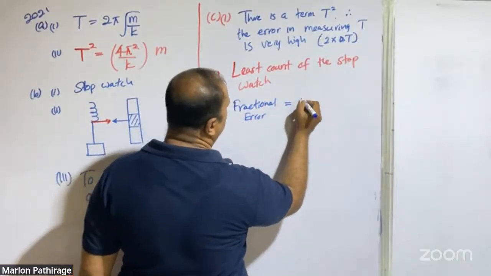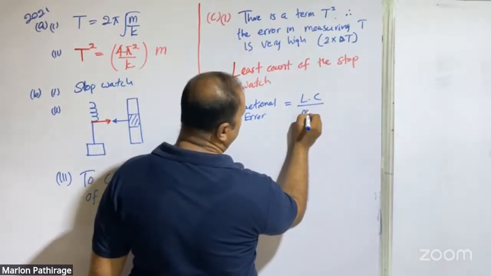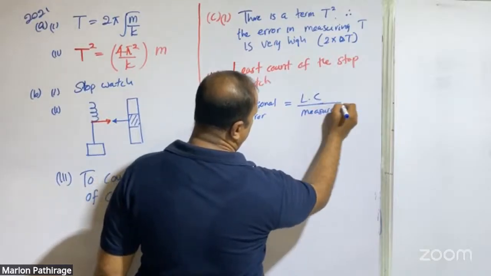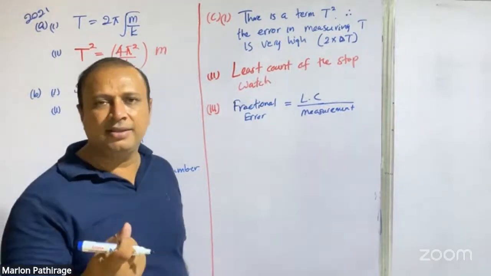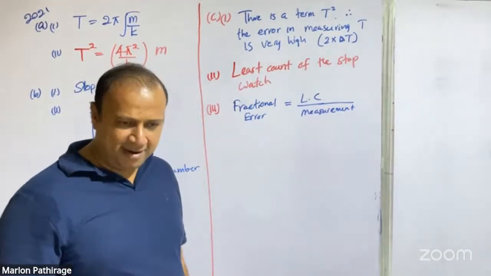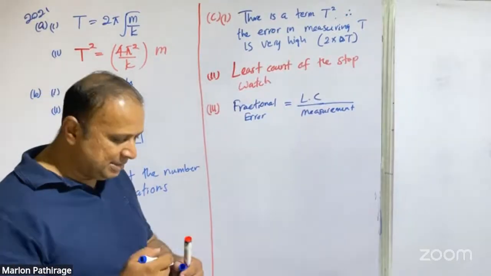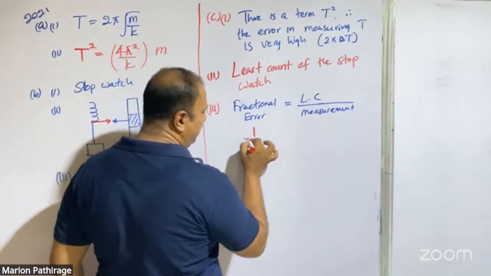Will be equal to the least count divided by measurement. Now the fraction error should be less than 1 over 100. It should be less than 1 over 100. That is the maximum value, right? 1 over 100.